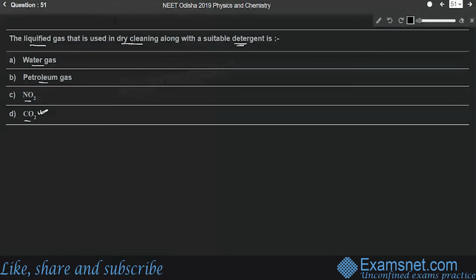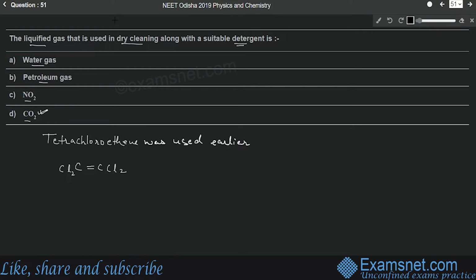What was used earlier? Earlier tetrachloroethene was used, that means carbon-carbon double bond with 2 chlorine on this carbon and 2 chlorine on this one. So tetrachloroethene was used earlier as a solvent for dry cleaning, but nowadays it has been replaced by the liquefied carbon dioxide gas.